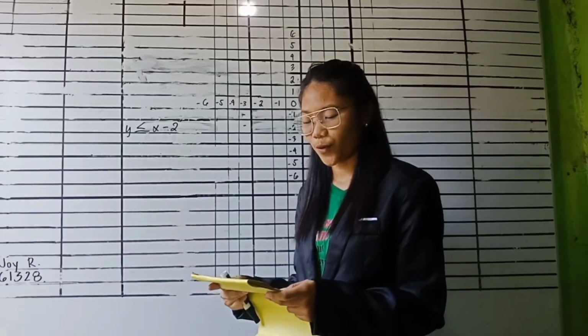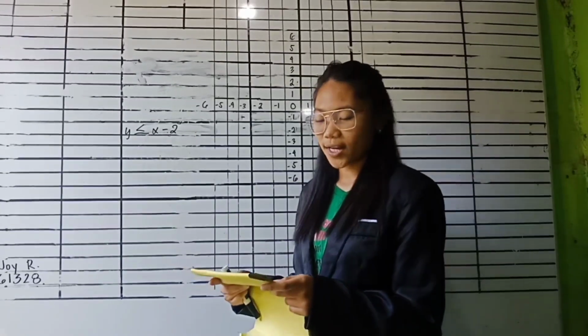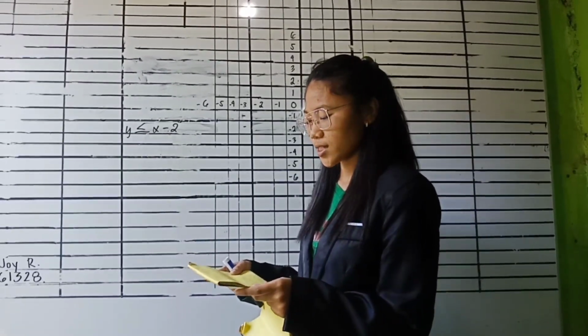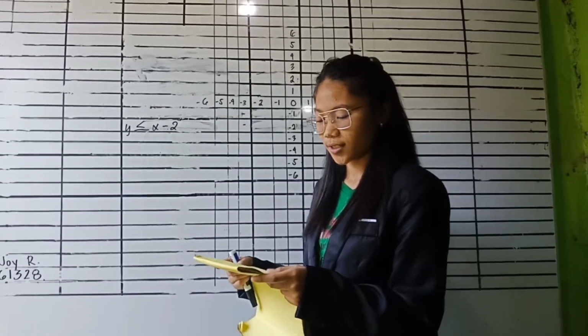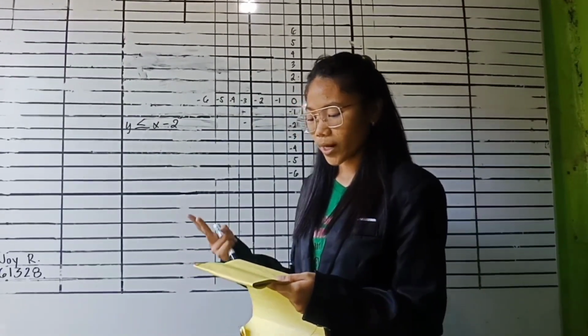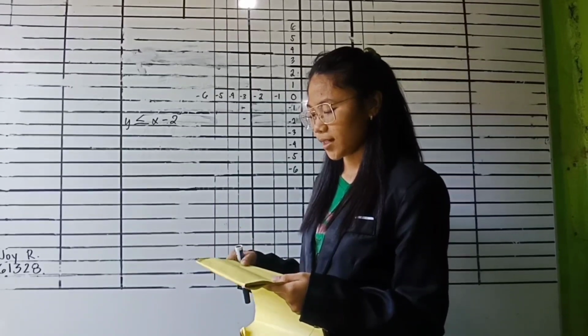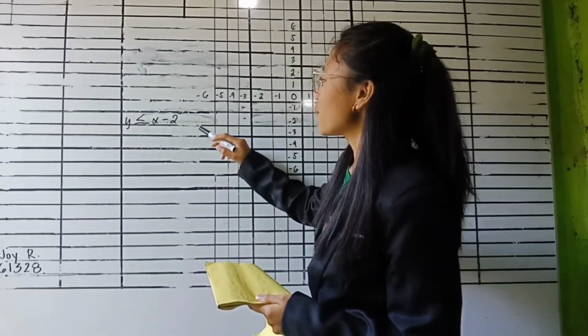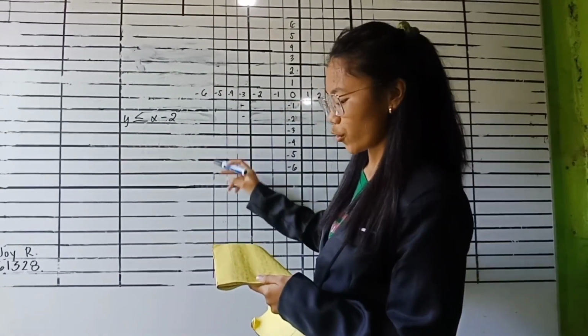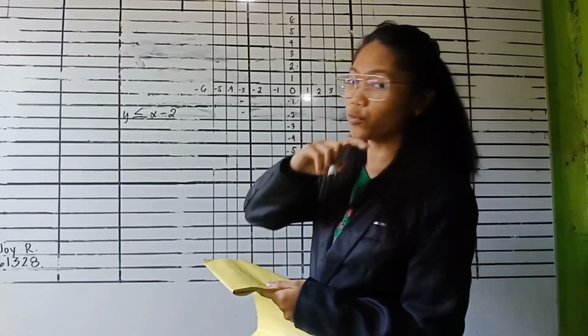Additional information: in linear inequalities, there are more solutions compared to linear equations. And there are two parts of the Cartesian plane, the half plane that is a solution and the half plane that is not a solution.